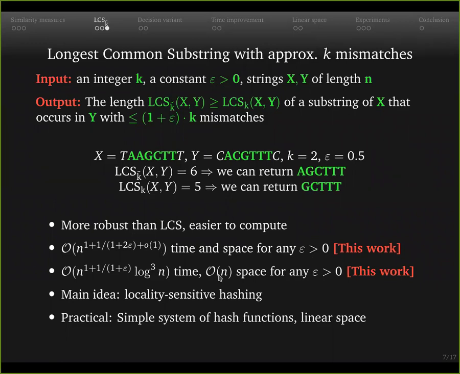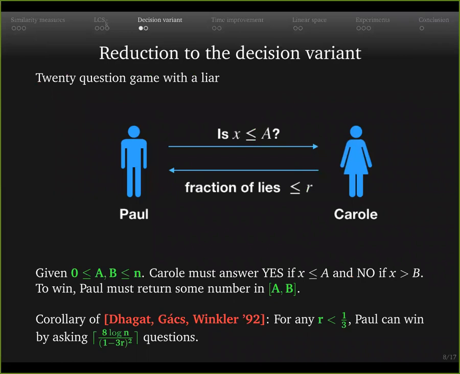And the second result in time compared to the previous one, it just has an additional log n factor, but the space is linear. The main idea is still locality-sensitive hashing, but the system of hash functions is much simpler, and the linear space makes it overall more practical. In this talk, my goal is to give the main idea for both time improvement and linear space.